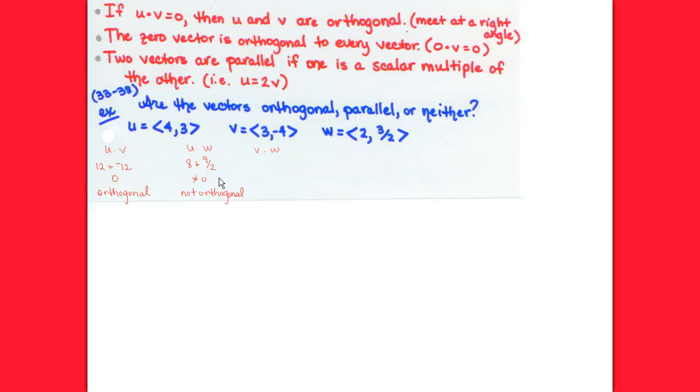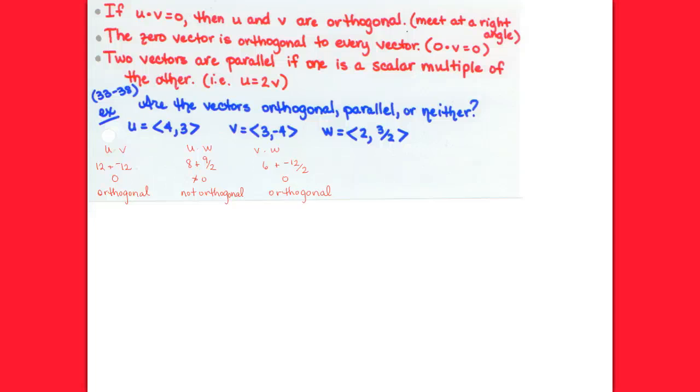All right, find the dot product of v and w. All right, what'd you get? 0, yes. And that means they're orthogonal, right?